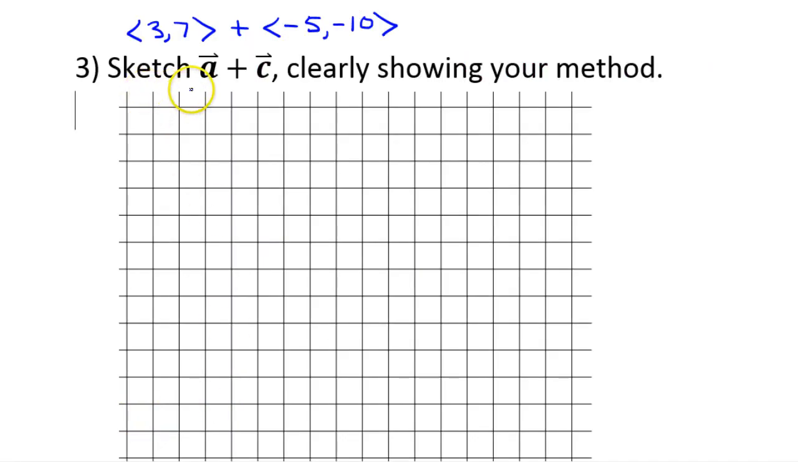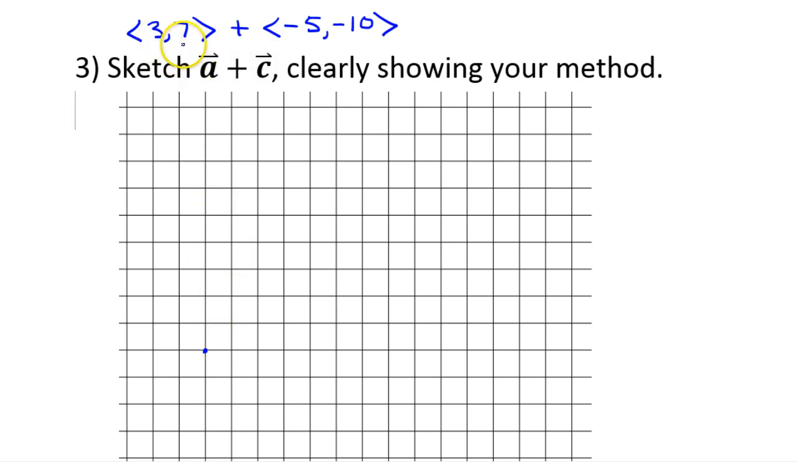For number 3, we are supposed to sketch vector A plus vector C, showing our method clearly. And look, here's vector A and here's vector C. Let's start with vector A, <3, 7>. I can start anywhere. It doesn't need to be in standard position. I'm not even going to draw the x and y axis. So I'm just going to pick a point like this one. This will be my initial point for vector A.